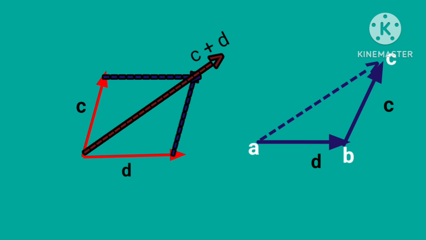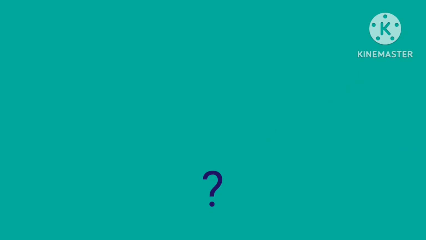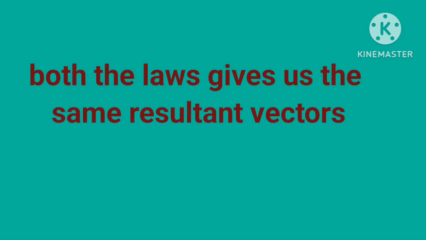Now here is a question: which one is to be followed to find the vector sum? Actually, both the laws give us the same resultant vector. These two laws are equivalent to each other. So this is all about our concept, the parallelogram law of vector addition.